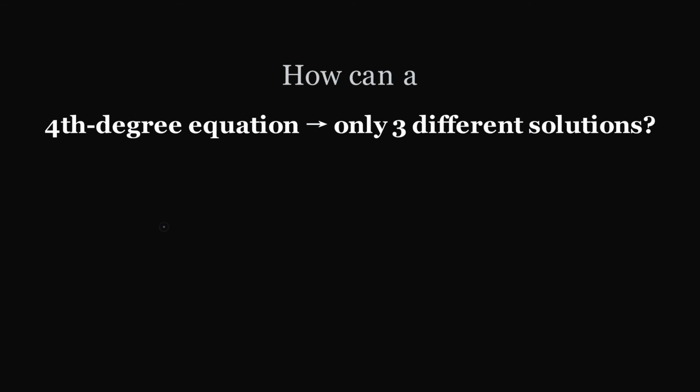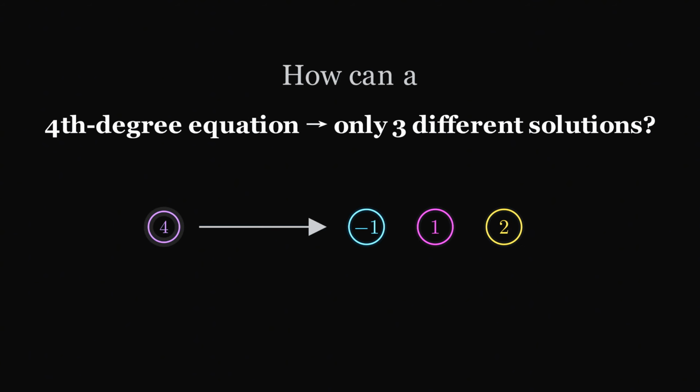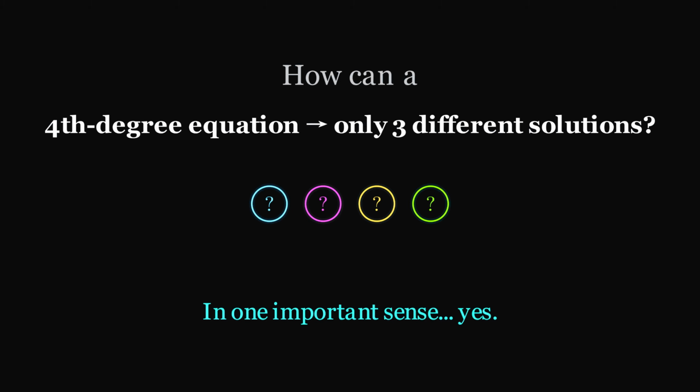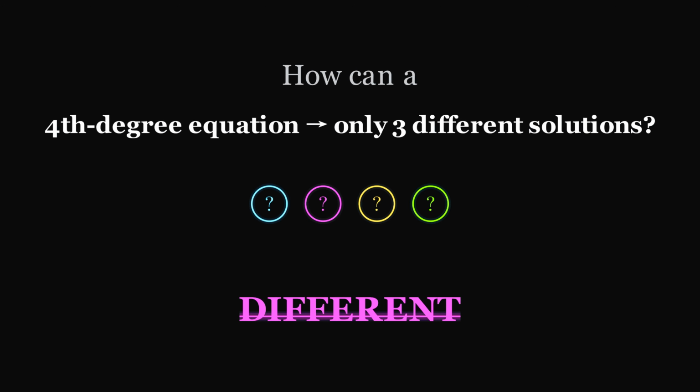Can a fourth degree equation have only 3 different solutions? A degree 4 polynomial seems as if it should produce 4 roots, and in one important sense it does. But the word "different" changes the question. One root can be counted more than once.